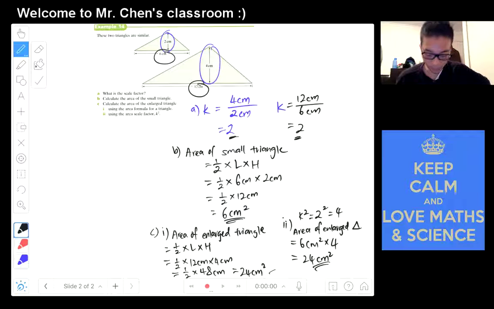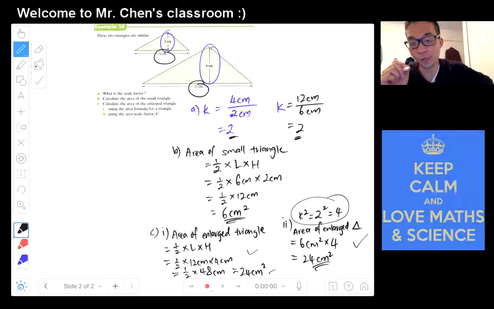So in the future, both are quick. You can use both, but the scale factor one can be used in tricky situations where they give you the scale factor, and then they give you the area of the original, and they ask you to calculate the area of the enlarged. So you can just multiply straight away without having to find the length and height of the enlarged one. It makes things a bit easier.